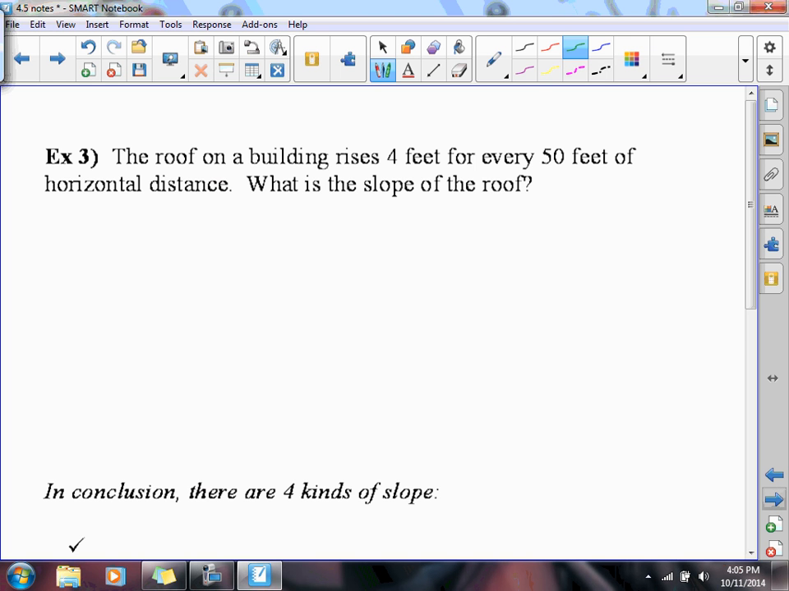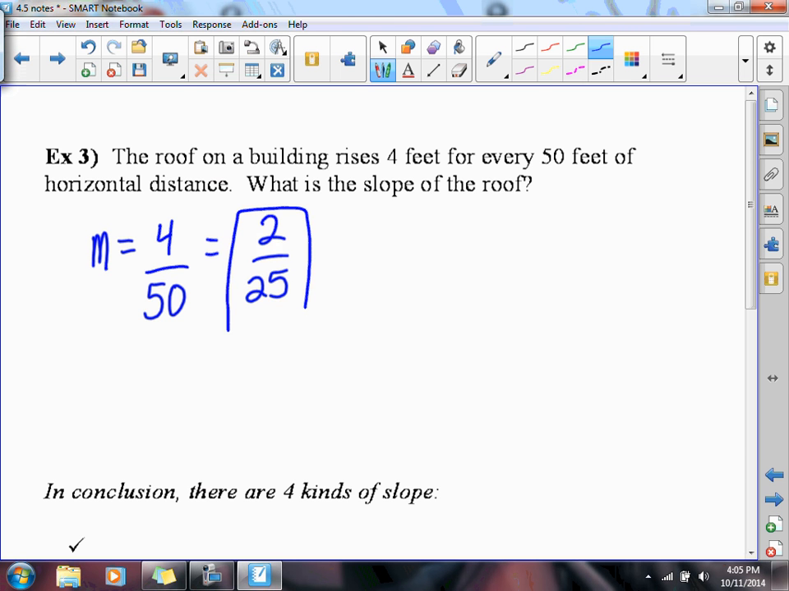Okay, our last example then is a word problem. It's a small one. It says the roof on a building rises 4 feet for every 50 feet of horizontal distance. What is the slope of the roof? So we know we're going to have our rise over our run. So it says that it rises 4 feet for every 50 feet of horizontal distance. Now, does that mean it's running? If you're going horizontal, you're going left and right. That's that running concept. So we are going to have 4 over 50, and that I can reduce to 2 over 25. So that would be the slope of that roof.